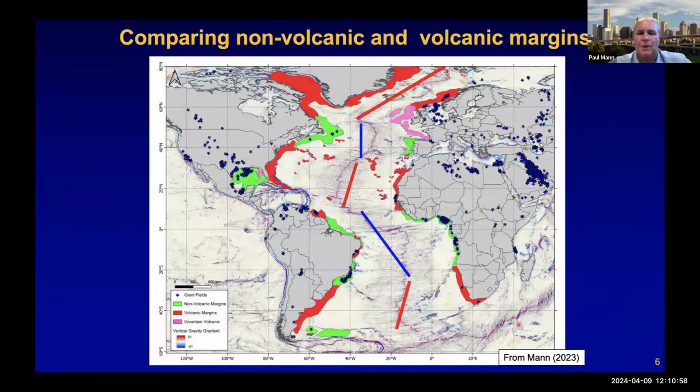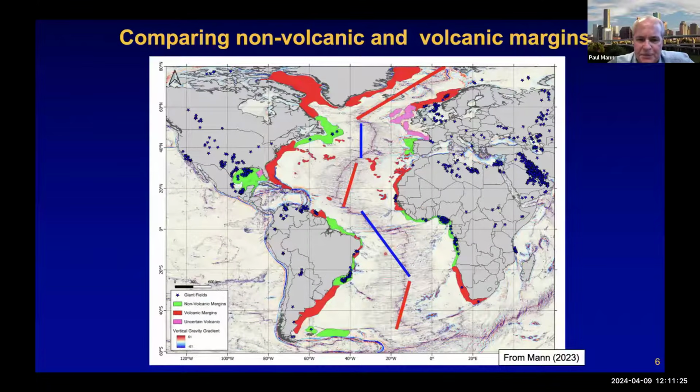Okay, so one of the really fundamental parts of these rifted passive margins is the question of, are they volcanic or non-volcanic? So on this map, I've color-coded volcanic as red, non-volcanic as green. And what that means is these red areas are characterized by this effusive outpouring of volcanics during the rifting process, whereas the green areas are not.